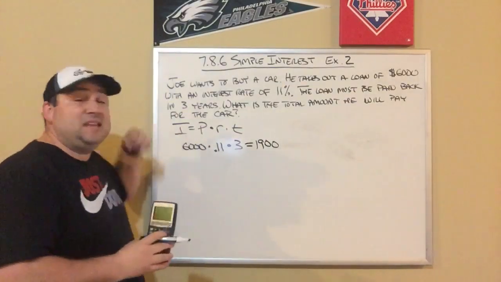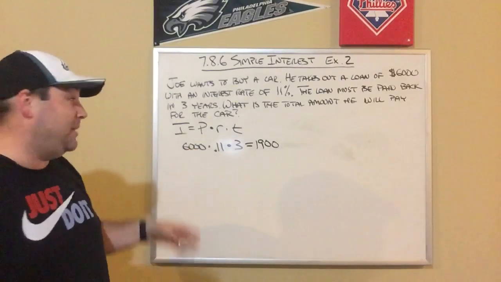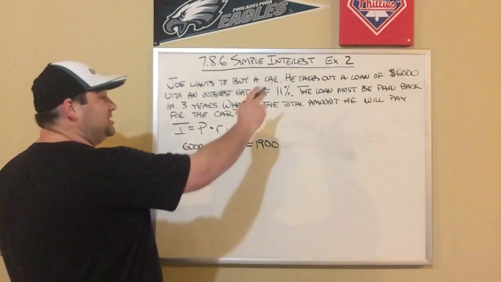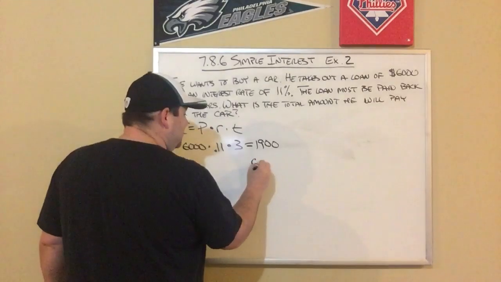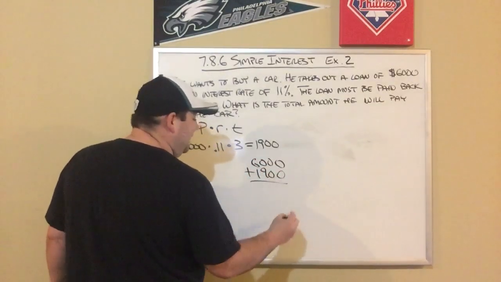Remember, that formula was interest equals. So that's not the total amount he's got to pay. That's the interest he's got to pay. We got to add that to the 6,000 he already borrowed. So we need to do 6,000 plus 1,900 to get our final answer.